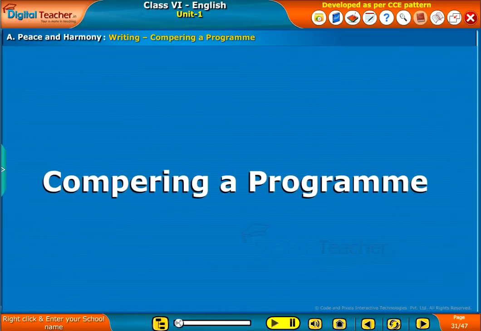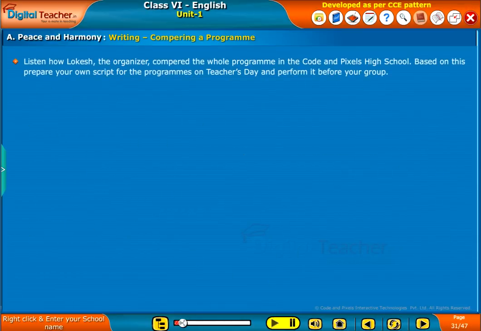In this section, we will learn how to prepare a script for compering a program. Listen how Lokesh, the organizer, compered the whole program in the Code and Pixels High School. Based on this, prepare your own script for the programs on Teachers' Day and perform it before your group.